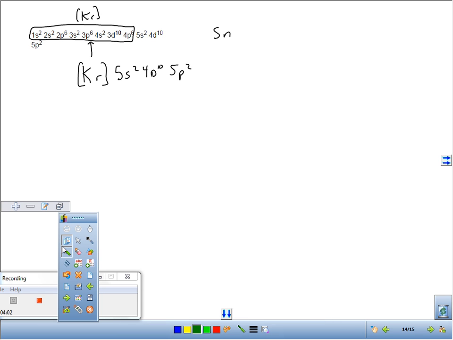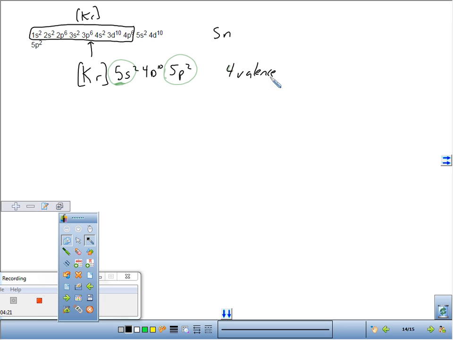Now, the question is, what are the valence electrons? The valence electrons are in the highest principal energy level, so there's my 5s, and it's really only the s's and p's. Valence electrons would be 4 valence electrons. Okay, now let's do this for another one. Let's get really crazy.